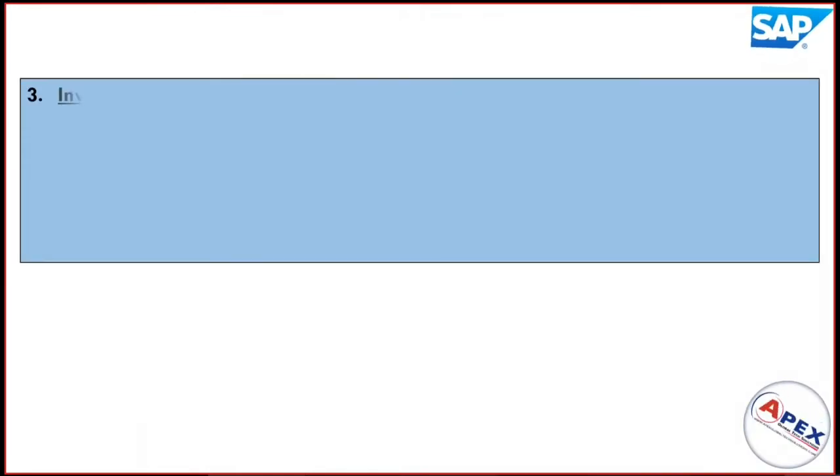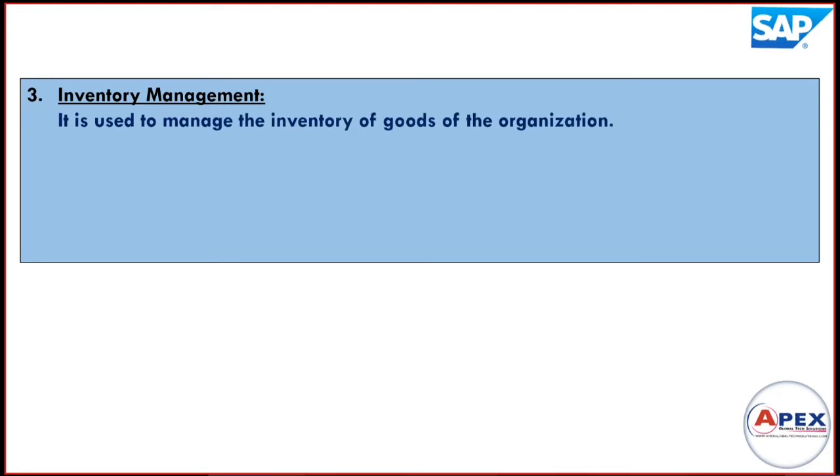So next, one more element we have is inventory management. What is inventory management? What is inventory? Inventory means stock or goods. Inventory management is used to manage the inventory of goods. That means so and so material, so and so quantity we have in the storage location of an organization. Inventory is nothing but stock.